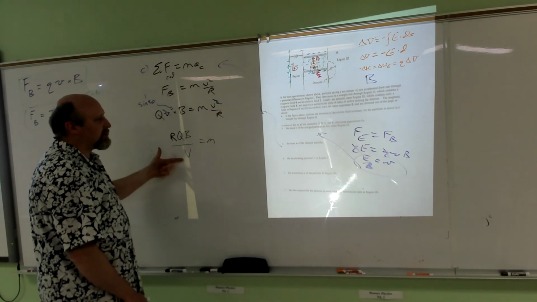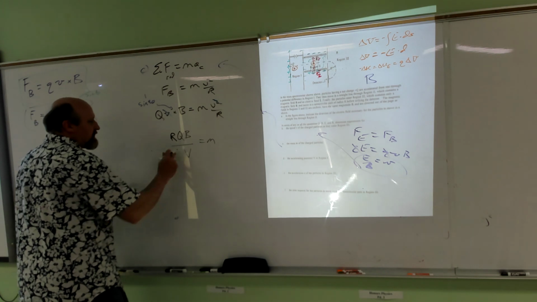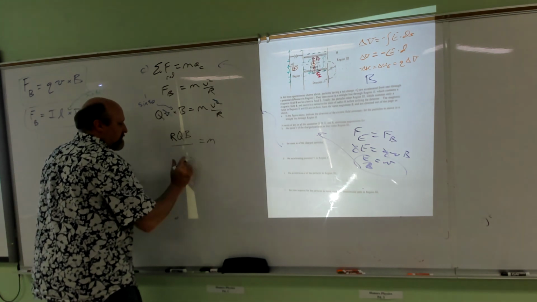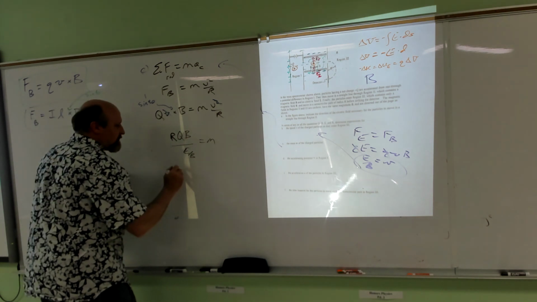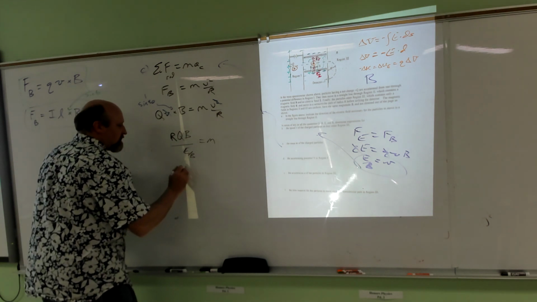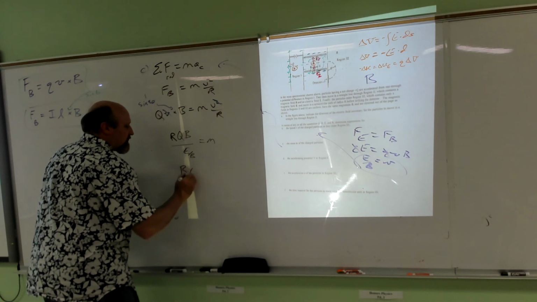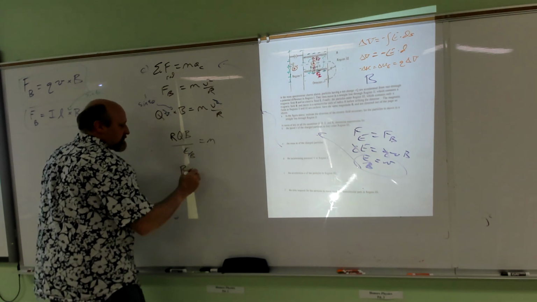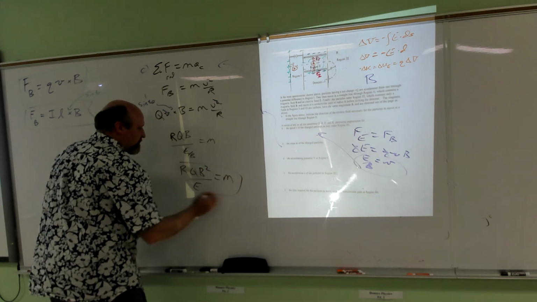I'm not allowed to have V, but you know what? We just solved for V back here. V is E over B. So if I put E over B in here, I'm going to get, I like to put things in alphabetical order, but that's not really alphabetical, but sure, R Q B times B is B squared over E. That is the mass of the particle.